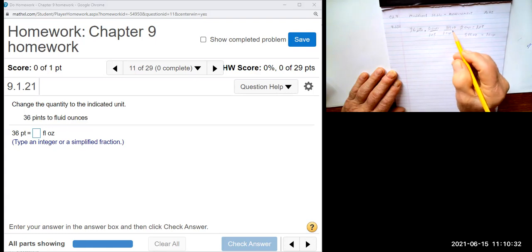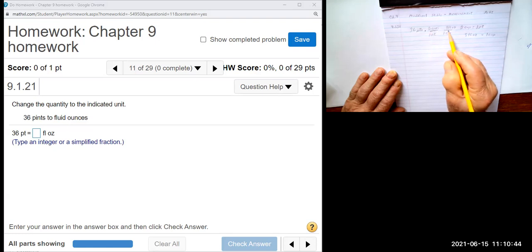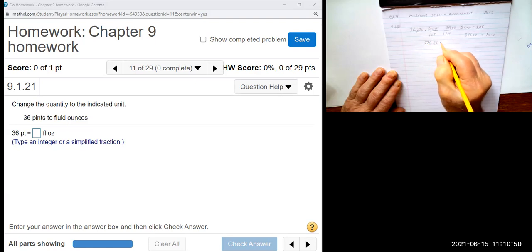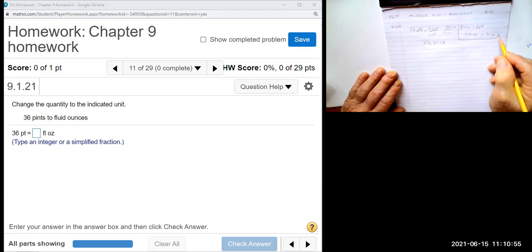So you notice that the cups cancel, the pints cancel, and you're left with a calculation that's going to be in fluid ounces. So we're going to multiply 36 times 2, which is 72, and 72 times 8, which I believe is 576 fluid ounces. So you need to know your conversion factors to make the conversion.